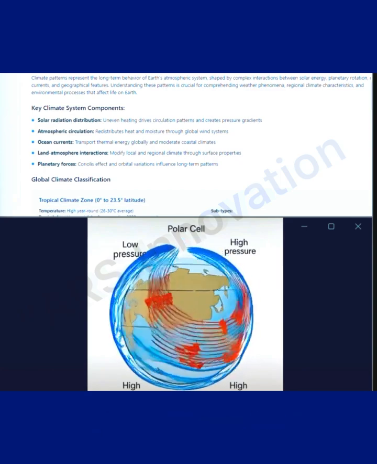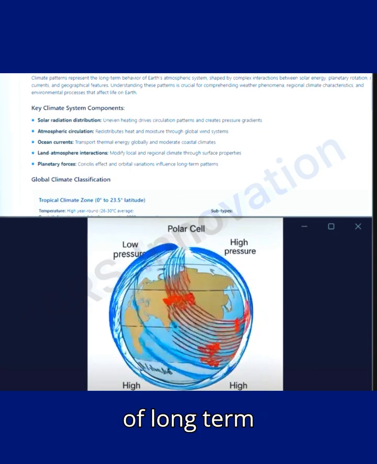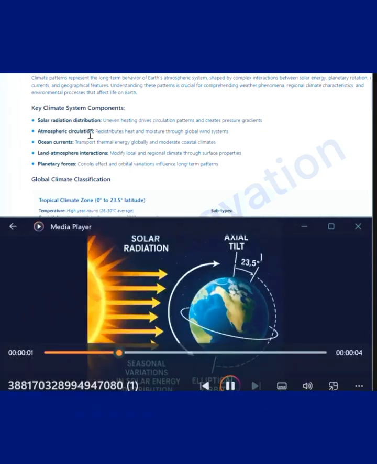Then what is planetary force? Planetary force is nothing new, I told you before. This is the Coriolis force. These are influencers of long-term patterns.